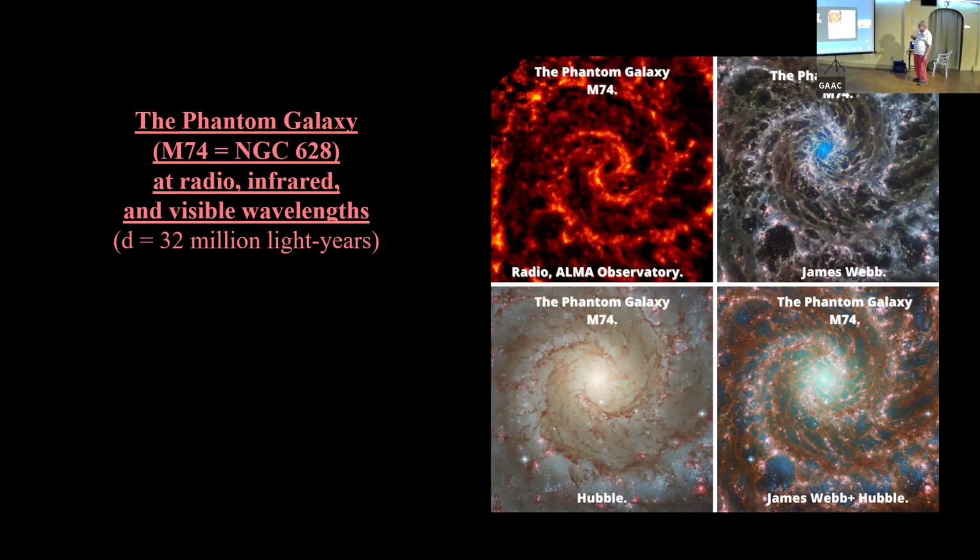NGC 628, or M74, the Phantom Galaxy, is a textbook spiral galaxy, good size, a giant spiral galaxy. It looks like simple spirals in the radio, that's the upper left, but with James Webb in the mid-infrared, there's a whole lot more going on, and it's puzzling. It's not just the spiral arms, but there's stuff going on in between the spiral arms, kind of like cellular structure, which has yet to be understood.